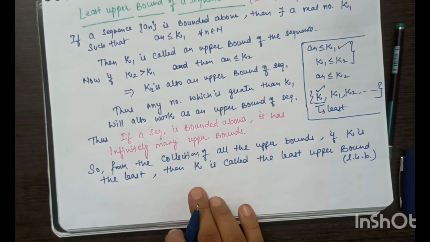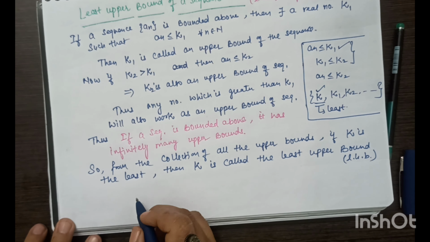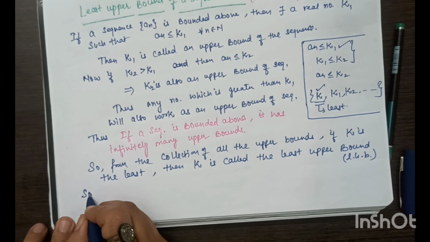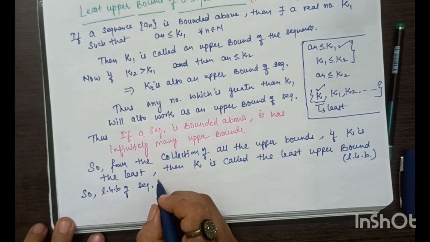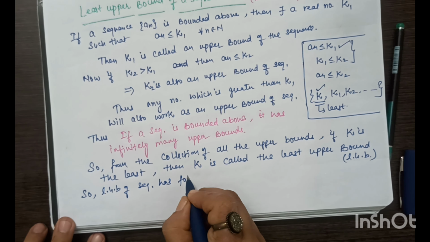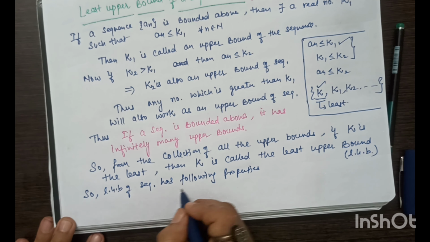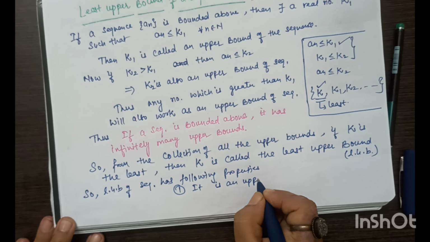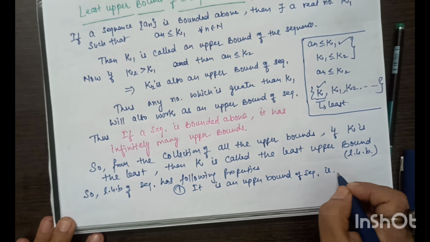So mathematically what we write for the LUB definition, this you need to remember for theorems and questions. What are the properties that LUB follows? The LUB of a sequence must follow these properties. First of all, it should be an upper bound of the sequence. As simple as that. The least upper bound should be an upper bound. It is an upper bound of the sequence.